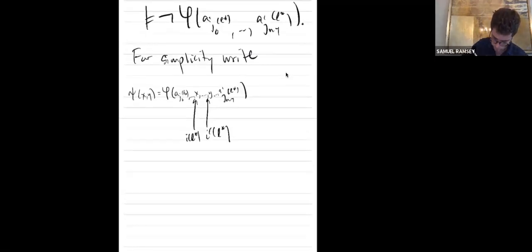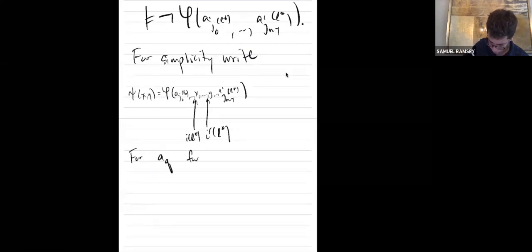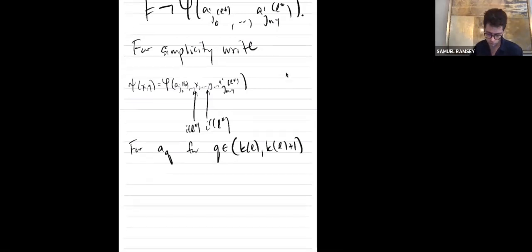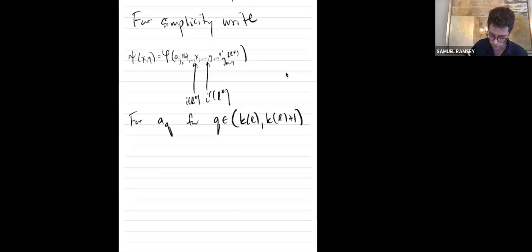And what we'll do is, for AQ, for Q inside the interval, let's see, what do we want? We want K of L and K of L plus 1. Let me draw a picture because I know I don't want to lose all of you, and I know that this is getting kind of hairy.